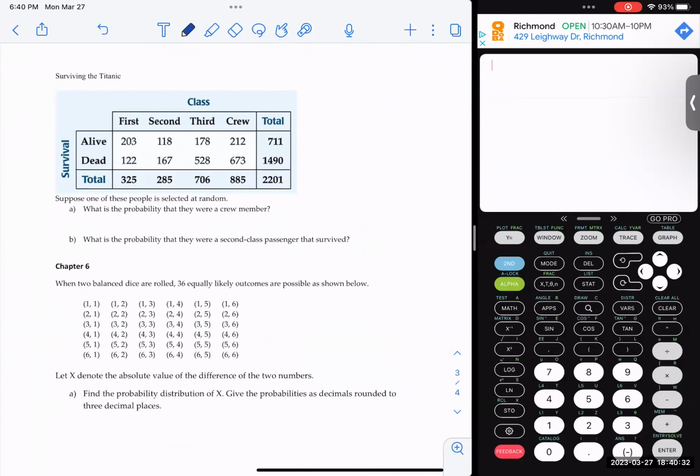All right, let's talk about people dying. The Titanic. Okay, so that was a big boat.